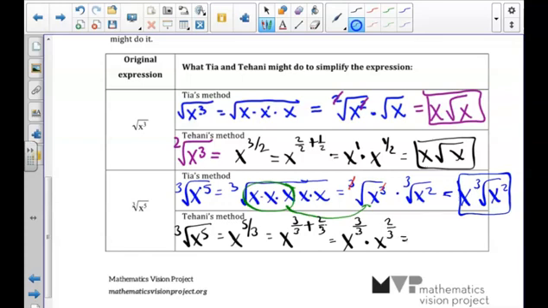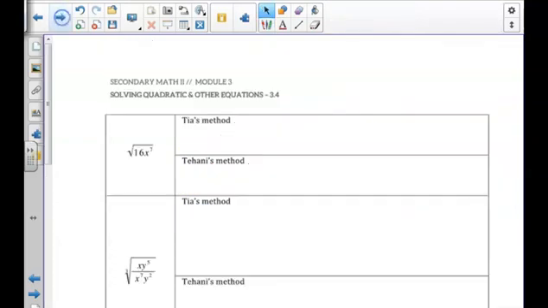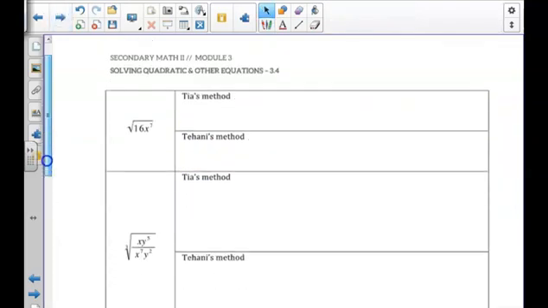X to the 3/3 is equivalent to x to the 1st times x to the 2/3. And if we want to rewrite that, we can. That would be x times the cube root of x squared, which is the same answer that we got for Tia.